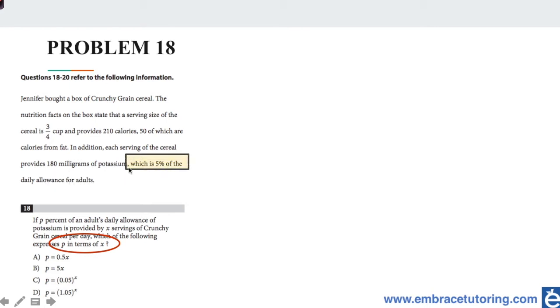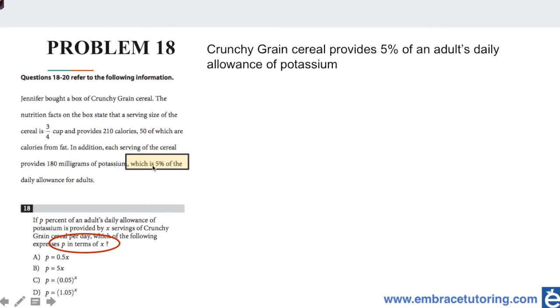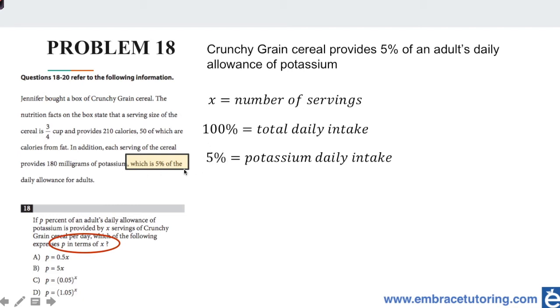So this tells you that one serving of this cereal is going to be 5% of the daily allowance of adults. Now, crunchy grain cereal provides 5% of the daily allowance of potassium. X is therefore going to be the number of servings. One serving equals the 5%, which will tell you that 100% is going to be a total daily intake. It does seem fairly straightforward, where 5% is then going to be your potassium total daily intake, which is just X number of servings, or let's pretend just one serving. So P will then equal 5X, making B your best answer overall.